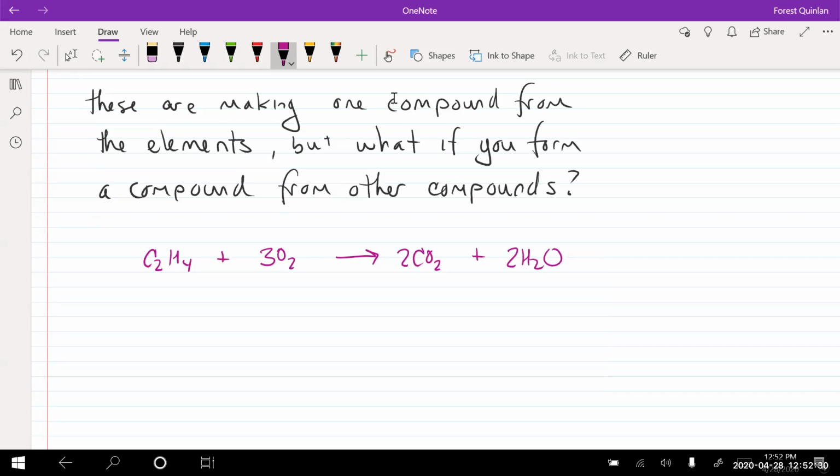Now, the delta H of this reaction overall, now notice that this gets a little weird. The delta H of the reaction is equal to -414 kilojoules per mole.